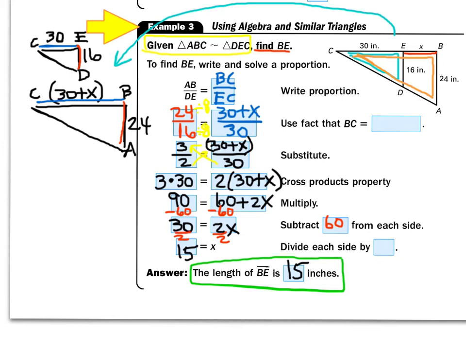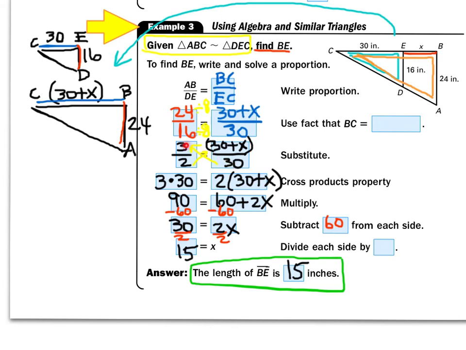And so now I plugged in the values. So from A to B, I put in 24. From D to E, I put 16 down here. From B to C, I put 30 plus x. And then from E to C, I put in 30. All right, now I would reduce this fraction. See the 24 over 16? Let's divide both by 8 to get 3 over 2. And now we can do the cross products.